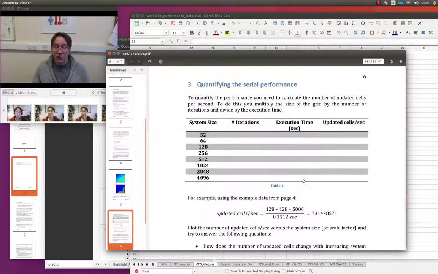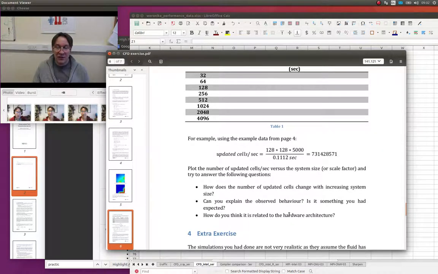But what I wanted you to do initially was basically to take the system size and work out the number of updated cells per second, where the number of updated cells was here for a 128 by 128 system. You could calculate it this way. 128 is the number of cells. We might do 5,000 iterations. We divide by the time, we get the number of iterations per second, and so the number of updated cells per second. So how does the number of updated cells change with increasing system size? Can you explain the observed behavior? How do you think it's related to the hardware architecture?